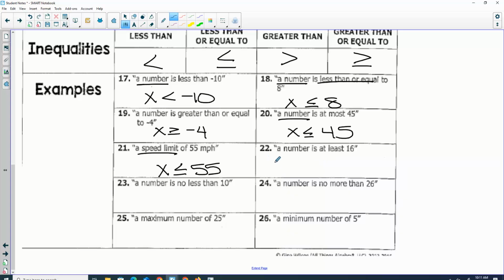Okay. A number, so x, is at least. At least means what? Greater than or equal to. That much or more. 16. A number is no less than. So it can't be less than. That means it can be greater than or equal to 10.